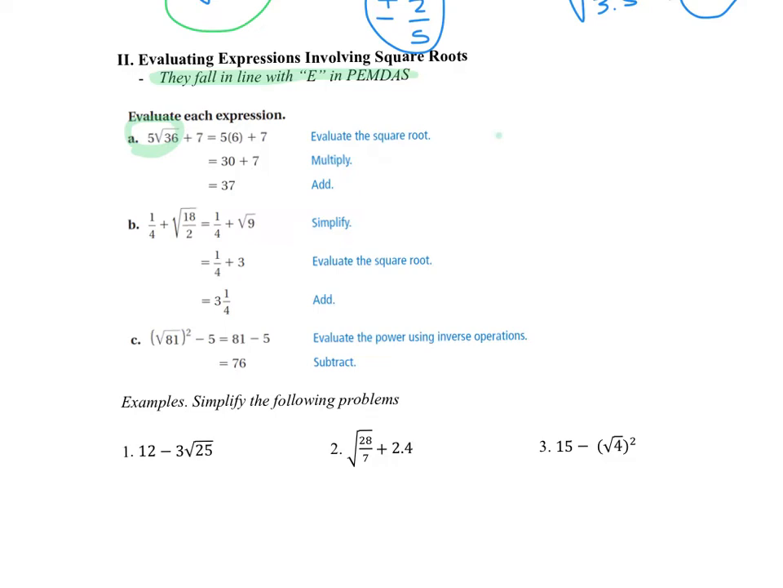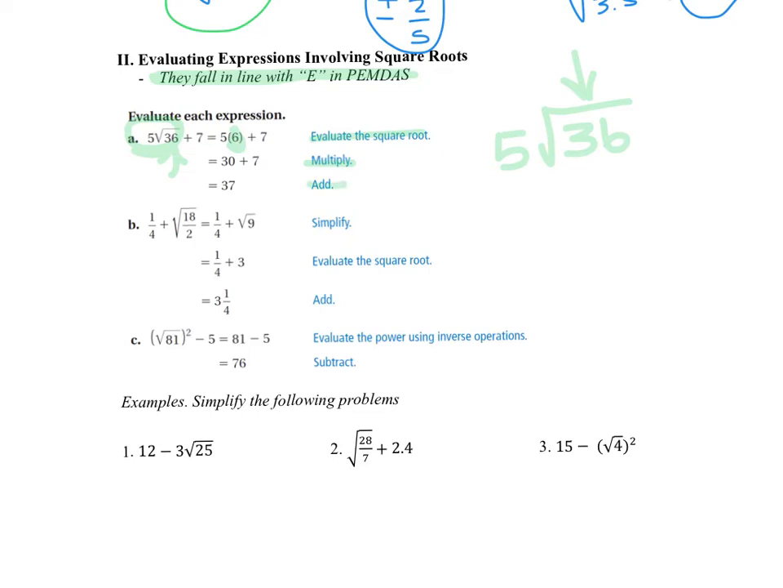When you have what's called 5 root 36, you're looking at this root 36 like a variable. And when you have a number smacked right up against it, that means multiplication. So here, what it's saying is, I want you to take root 36 first, which is 6, and then times it by 5, and then add 7. So now you have 5 times 6 plus 7. So you evaluate that square root first, then you multiply 5 times 6, and then you add.